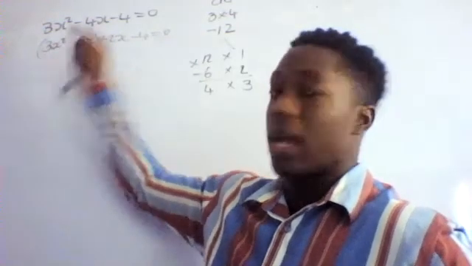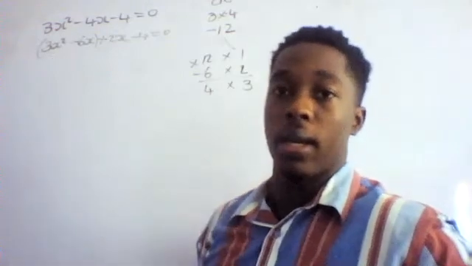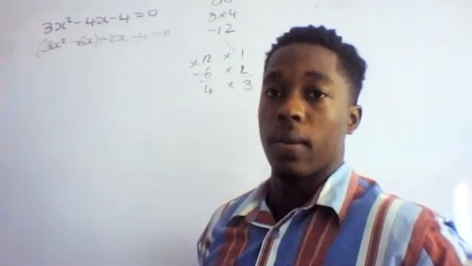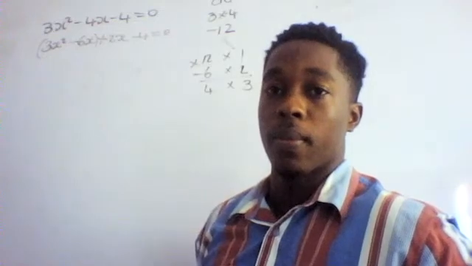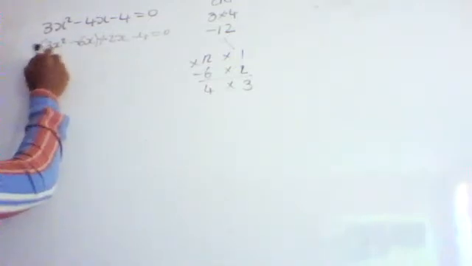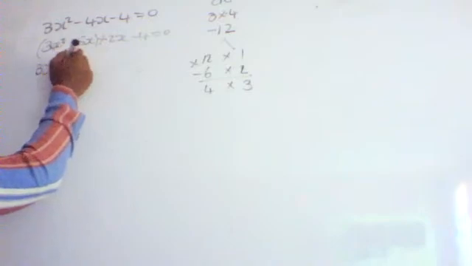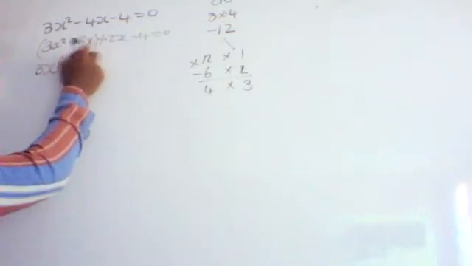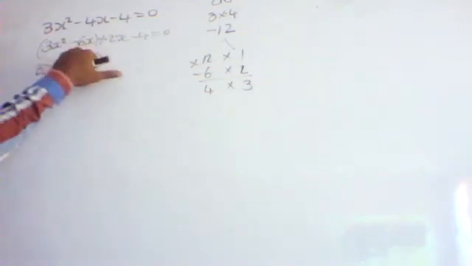Can't you take out a 3x and not only 3? Seen it? Yes, sir. Good. We did HCF, the highest common factor. If we take out a 3x from this, what is going to be left is x minus 2, because 3x times x is 3x squared, and 3x times negative 2 is negative 6x.